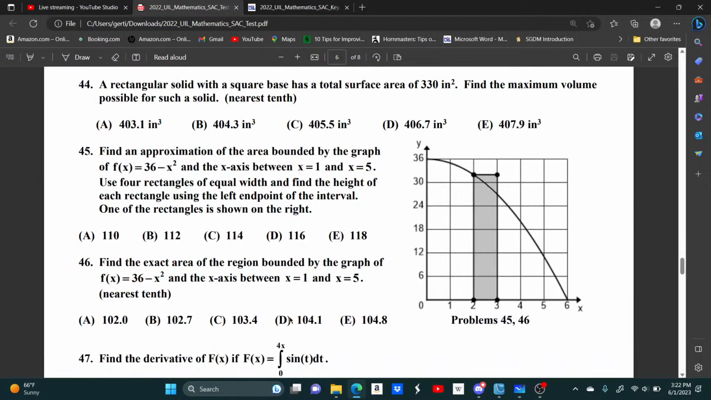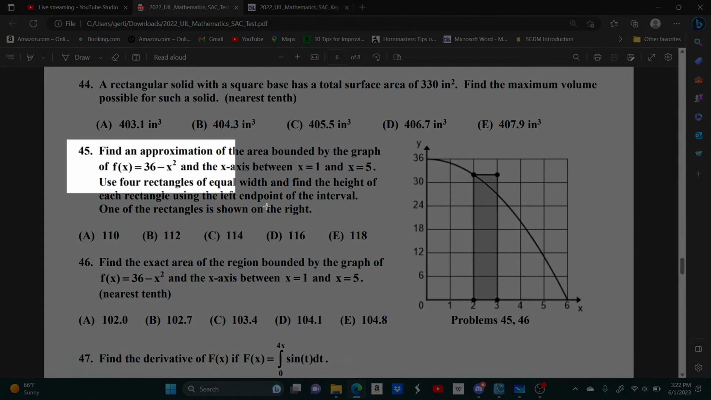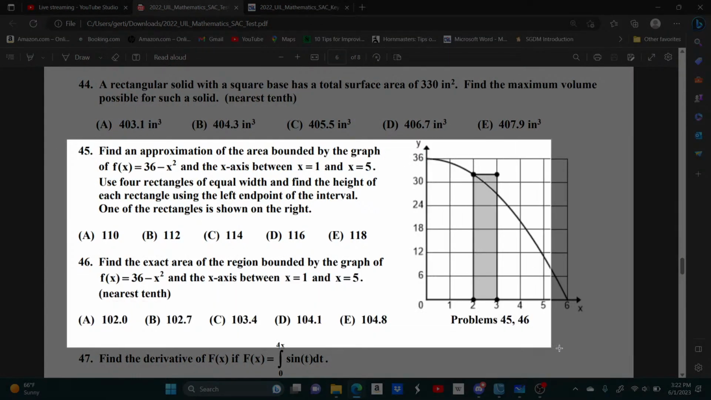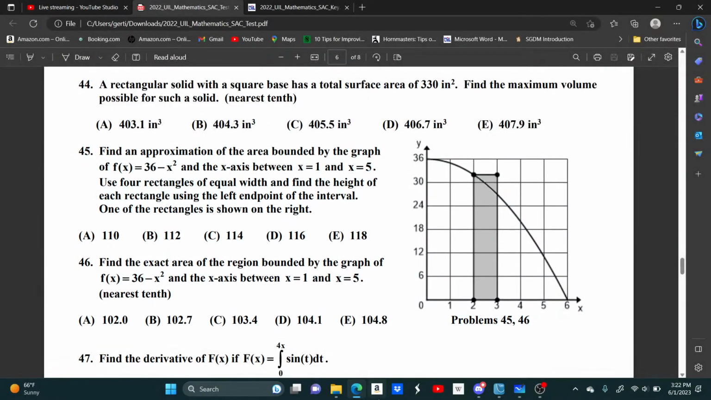Man, these Riemann sums ones upset me. I don't like these ones.